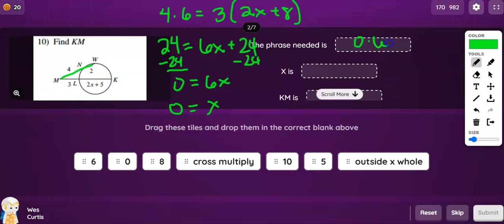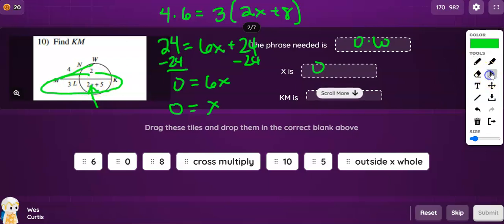So again, it was outside times whole. X was 0, and I'm asked to plug in on k to m. So I'm plugging in the 0, and I'm getting a 5 and a 3. If I plugged in and I got a negative, or if I plugged in and got a 0, that would be bad, because these lines can't be 0. They have to be an actual number. X can be 0. That was fine. Again, it was a little strange, but it was okay.